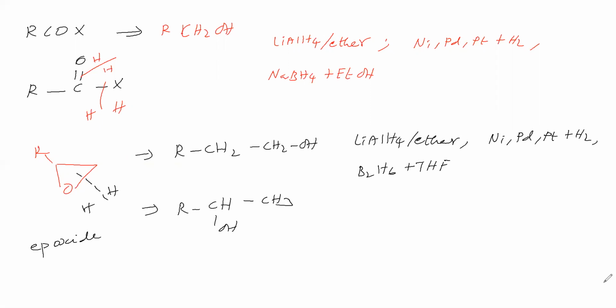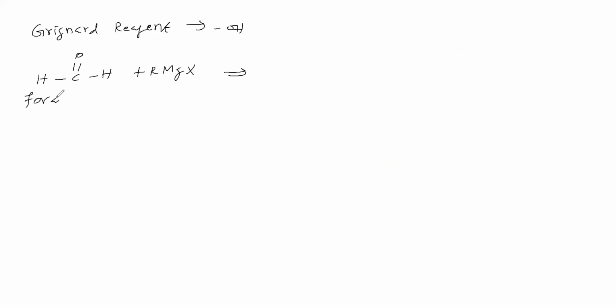Okay, next one is using Grignard reagent. Using Grignard reagent, how to prepare alcohol, that we will see. Now we will take aldehyde, in the aldehyde we are taking formaldehyde. We are treating this with the Grignard reagent. So what we will get?